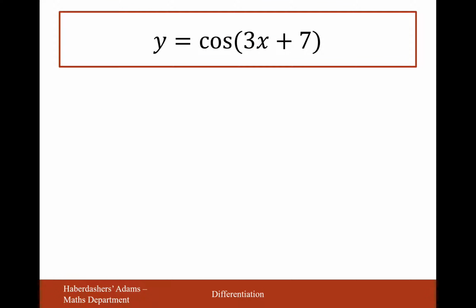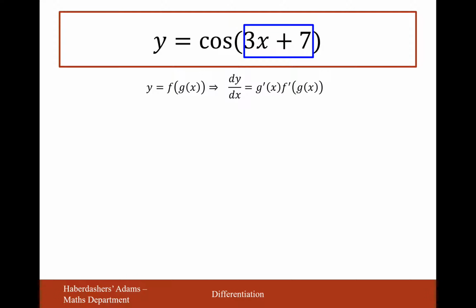Next one, y equals cos 3x plus 7, so pause the video and have a go at this question. I'll go through it now. So the inside function in this case is 3x plus 7, and the outside function is cos of that value. So let's start to apply the chain rule.